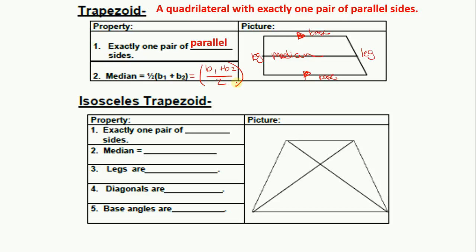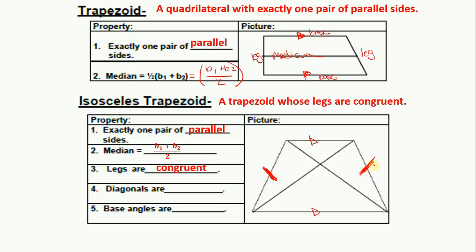Now, there is also a special kind of trapezoid called an isosceles trapezoid. It is a trapezoid whose legs are congruent. Same thing, it still has only one pair of parallel sides, right here and right here. The median is still 1/2 times base 1 plus base 2, or base 1 plus base 2 divided by 2. The legs are congruent, which means this side is congruent to this side.